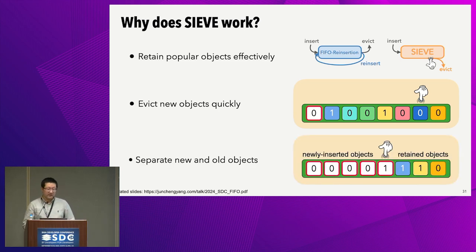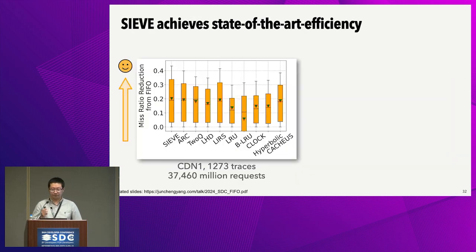And last, SIEVE can actually separate new and old objects. The objects after the hand are always old objects, meaning that these objects have already survived at least one round, while objects at the head are always new objects. This separation allows the algorithm to easily decide which objects are more valuable to retain in the cache.